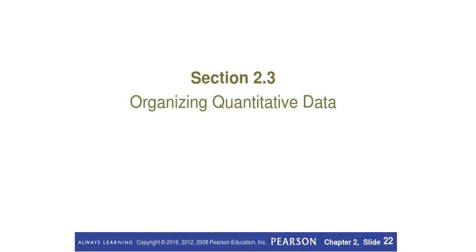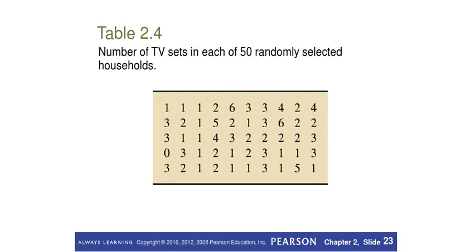Hello everybody, we're in section 2, chapter 2, section 3 of our textbook, talking about organizing quantitative data this time. In the last section we talked about organizing qualitative data using tables, frequency tables, pie graphs, and bar graphs. Well, this is actually very similar, except that we have a few differences when it comes to ways that we organize the quantitative data itself.